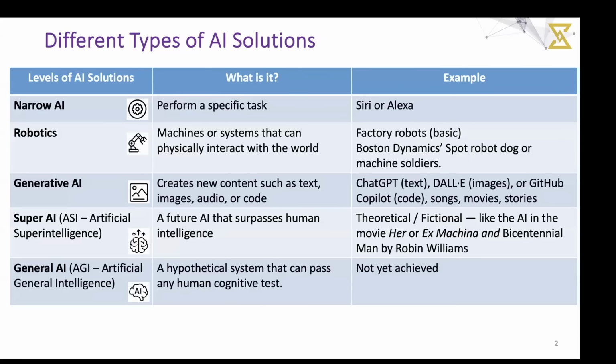The last one is essentially general AI, or what we call artificial general intelligence. It's a hypothetical situation in which AI can pass any human cognitive test. This has not yet been achieved, and there are some experts who believe that we are about 40 to 50 years away from having this. I think it might be longer.